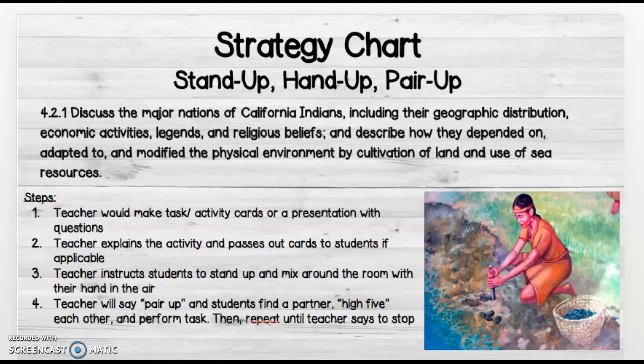The teacher would then instruct students to stand up and mix around the room with their hand in the air. The teacher will then say, pair up, and students would find a partner and high-five each other, and then perform whatever task there is. Now, sometimes students may not really feel comfortable high-fiving each other, so they can smile, they can say partner, or they could do anything else if they don't really want to high-five each other. And then the last thing is just to keep repeating the same process until the teacher says to stop.